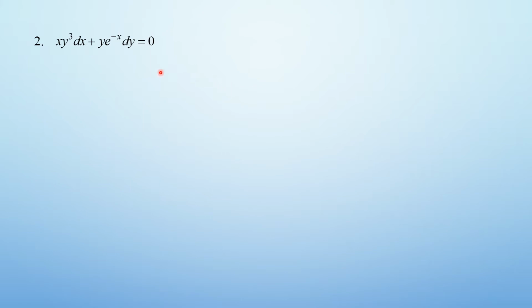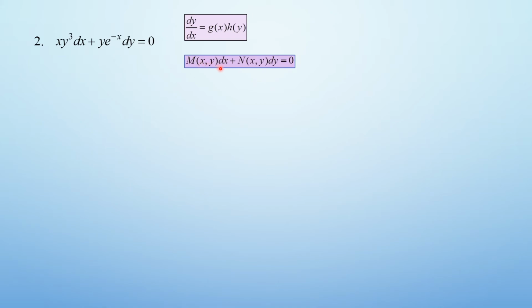The second problem is to solve xy cubed dx plus ye to the negative x dy equals 0. Is this equation separable? It seems that this equation is not expressed in the standard form of a separable equation, which is dy/dx equals g of x times h of y. Instead, this equation is written in differential form: M of x,y dx plus N of x,y dy equals 0.